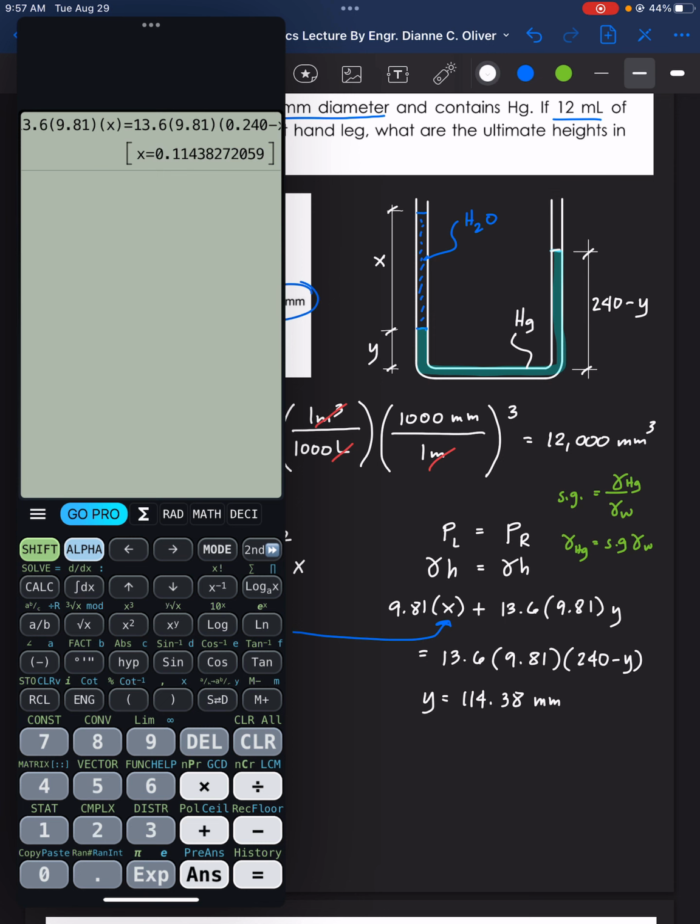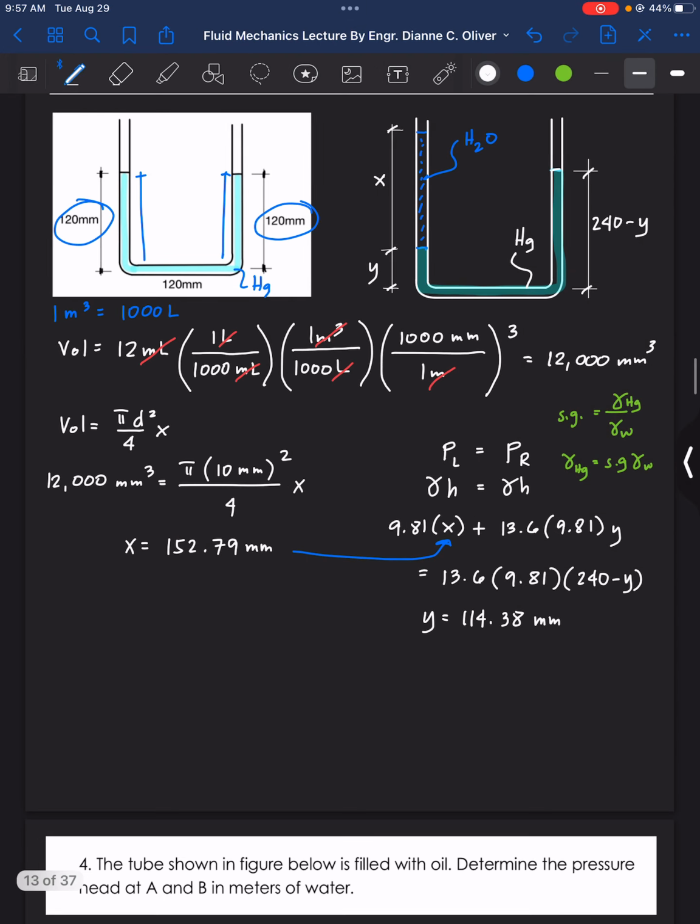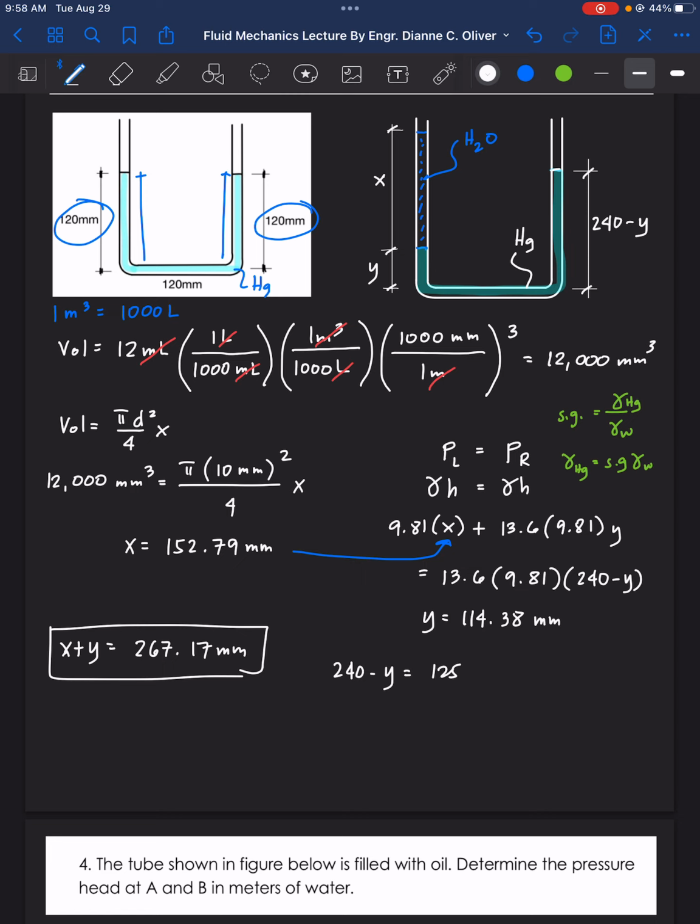That is 114.38 mm. Therefore, at the left side, x plus y equals 152.79 plus 114.38, which is equal to 267.17 mm. For the right side, we have 240 minus y. So 240 minus 114.38, and that is 125.62 mm.